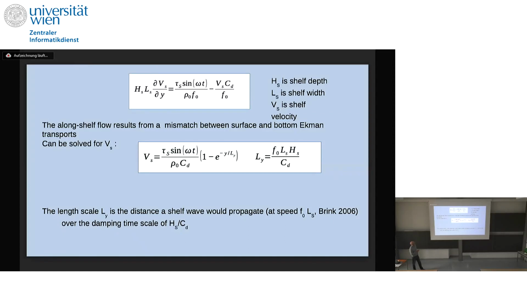Okay, so this is my mass budget. The along shelf divergence of the velocity times the depth and width is balanced by the difference between the offshore or onshore Ekman transport in the surface minus that in the bottom. The bottom depends on the velocity. So this is a simple equation we can solve. Velocity along the shelf varies periodically. This coefficient, tau over rho naught C sub d, that's the velocity for which the bottom Ekman layer transport exactly balances the surface Ekman layer transport.